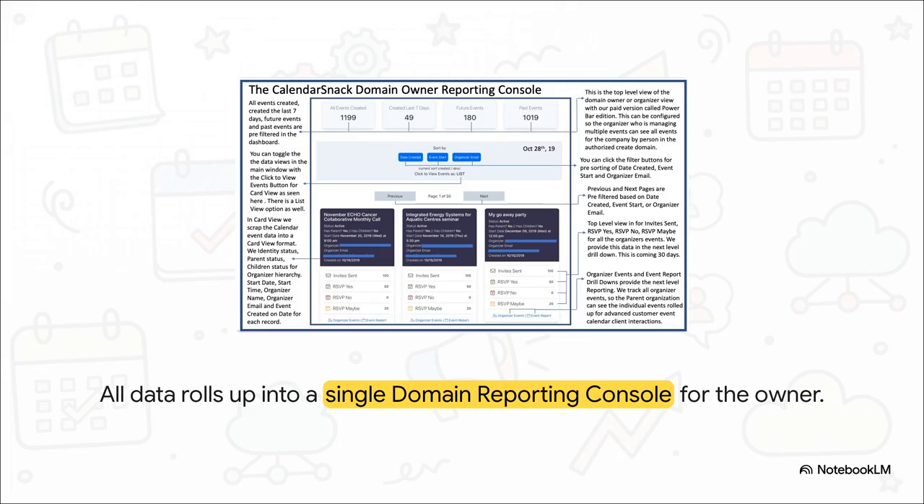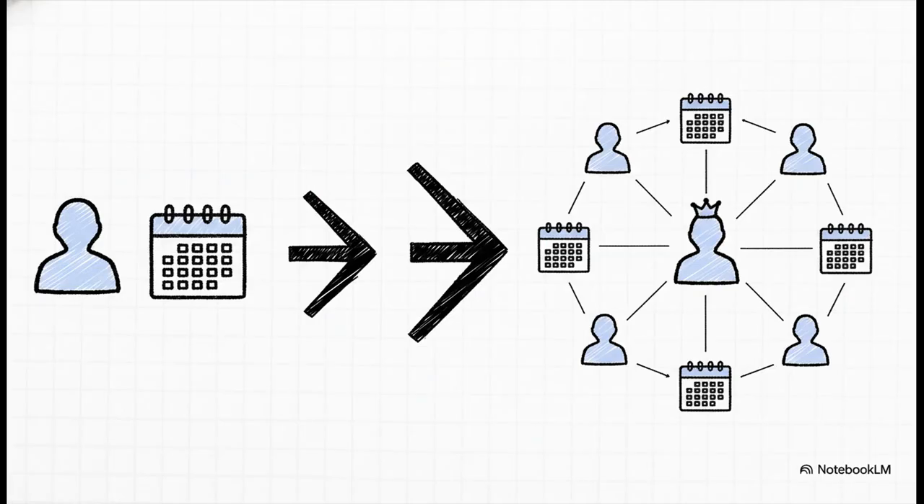But here's the kicker. For you, the main account owner, all of that individual data rolls up into a single top-level dashboard. It's called the Domain Reporting Console, and it gives you a complete, unified view of every event created by every organizer across your whole organization. This is what allows you to scale from just managing one person's schedule to, well, orchestrating an entire league, an entire ecosystem of events, all while keeping that all-important centralized oversight.